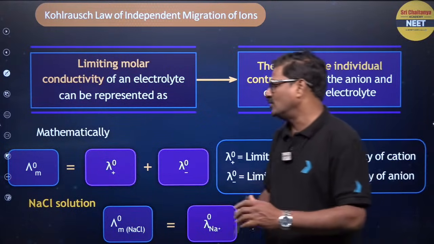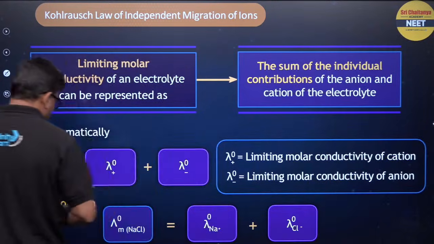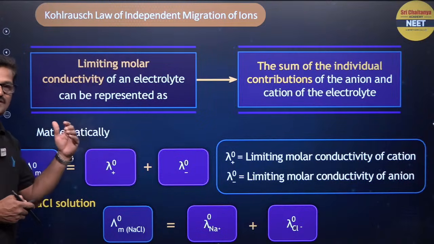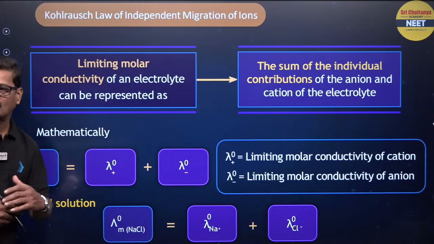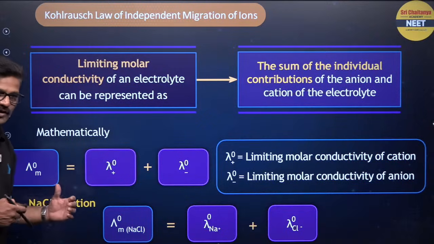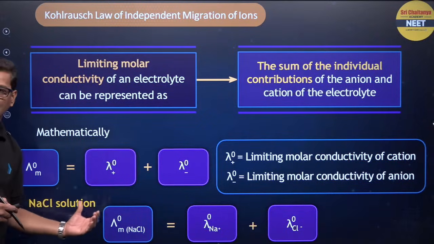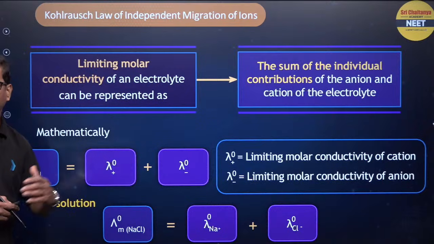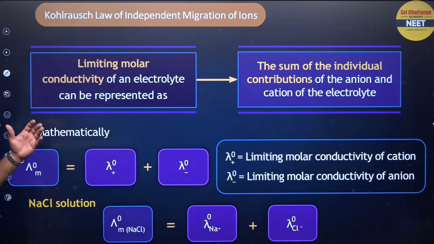Right? So mathematically, the molar conductivity is equal to the sum of the ionic mobilities of the constituent ions, like for sodium chloride, it is equal to the ionic mobility of sodium plus and Cl minus. Right beta? Any doubt?